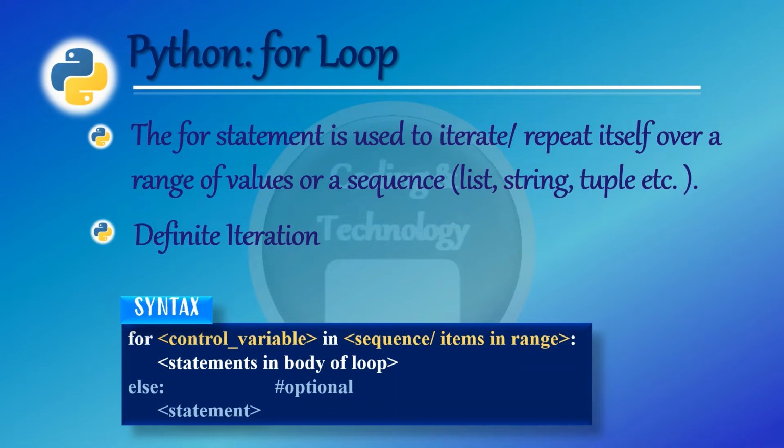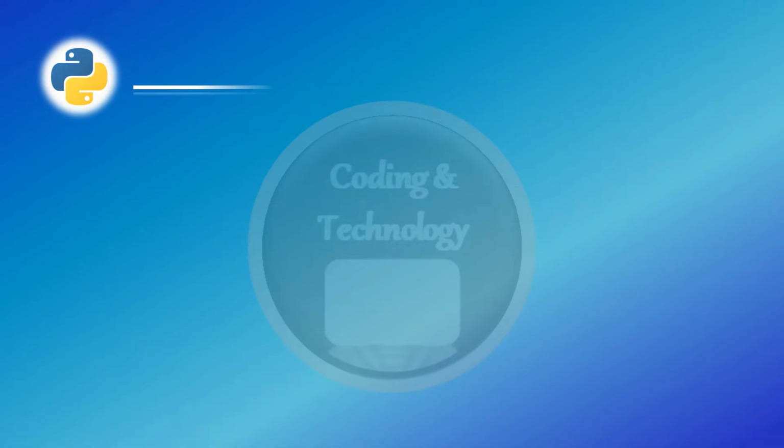While using a for loop in Python, it should always start with the for keyword and should end with a colon. And the statements inside the loop should be indented.